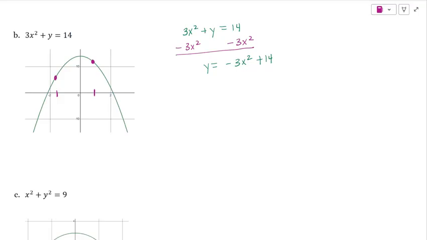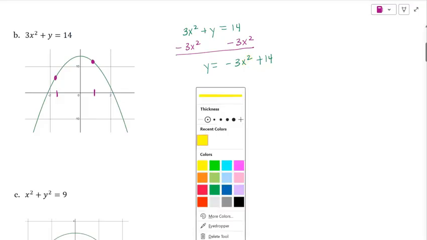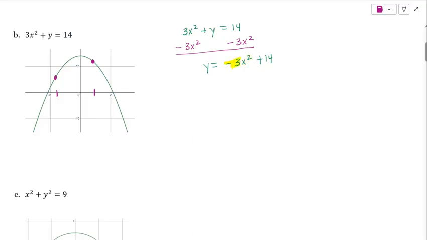This matches up with the graph. It's a parabola that's facing upside down. I know it's a parabola because it has an x squared here. And because it's got a negative 3 multiplied in the front, that means that it's facing upside down. And then the plus 14 that's on the end, that's shifting the whole thing up. So it looks like up here, maybe we're at 14. So because I'm able to solve this to be y equals, then I can say that this is in fact a function.